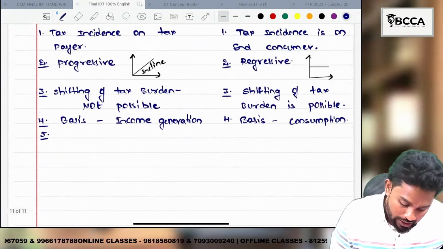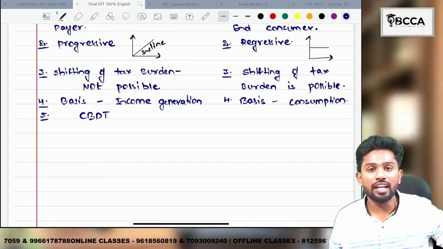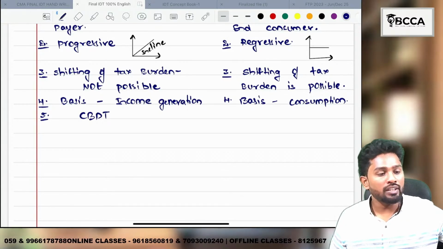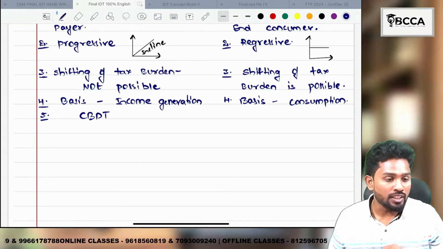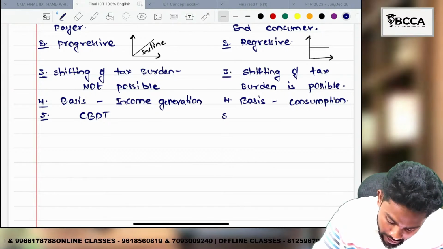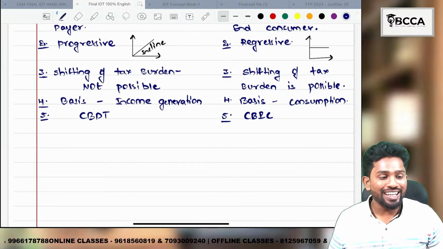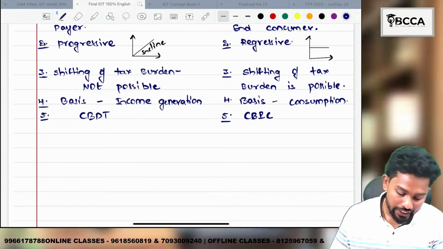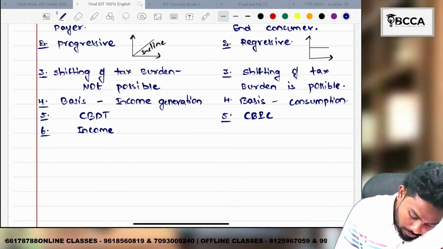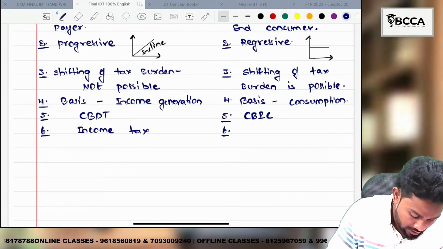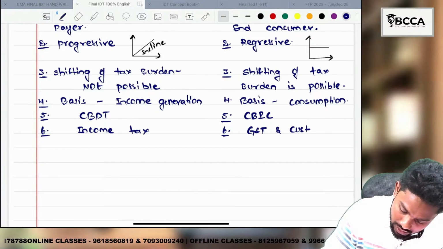Next. Here the governing body, the administrative body for direct taxes is CBDT, Central Board of Direct Taxes. The body taking care of the ground level implementation of direct taxes is CBDT. Whereas for indirect taxes, it is CBIC, Central Board of Indirect Taxes and Customs. Examples: for direct tax, the example is income tax, whereas for indirect taxes, the examples are GST and customs.